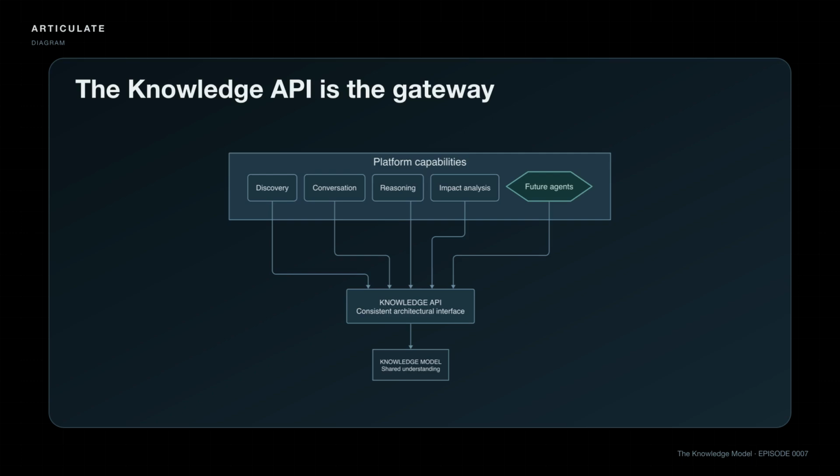The rest of the platform shouldn't care whether the knowledge model is backed by a graph database, document database, a relational database, or something else entirely. Those are implementation details. The capabilities of the platform interact with the knowledge API, and the knowledge API interacts with the knowledge model. That gives me the freedom to evolve the implementation without changing the architecture built on top of it. More importantly, it establishes the knowledge model as a first-class architectural capability.